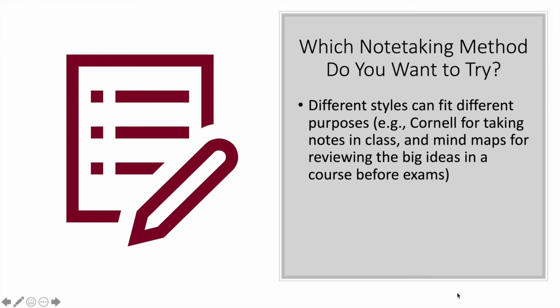It's also important to know, just as different styles can fit different individuals, so you might have seen these and felt, yep, I can see what my preference might be. Different styles also can fit for different purposes. For example, the Cornell method can be great for taking notes in class because it gives you that space to both write the initial notes and to process them, to review them later on and summarize. That's going to help you to use those notes as a really good tool for test and exam preparation as well. Mind maps can also be useful to review big ideas in a course before exams.